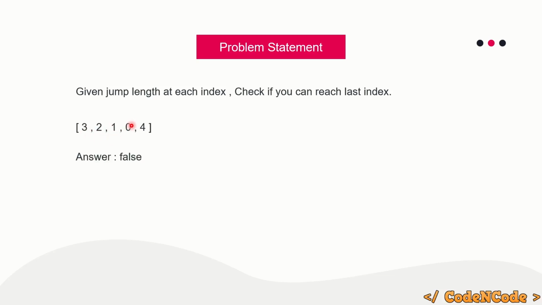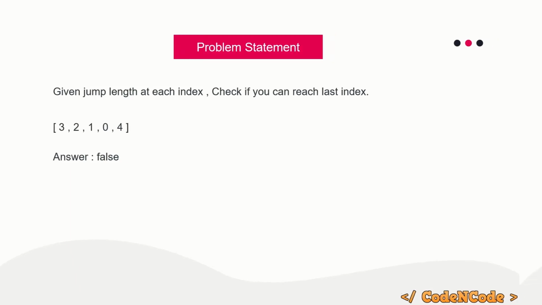Now for this test case the answer is false because you can't reach the last index. Why? See, from here you reach here. Even if you reach this point, from here you can make only a jump of length 0. That means you will be stuck here. There's no way you can reach the last index, and that's why the answer is false. So you have to return either true or false depending on whether you can reach the last index or not.